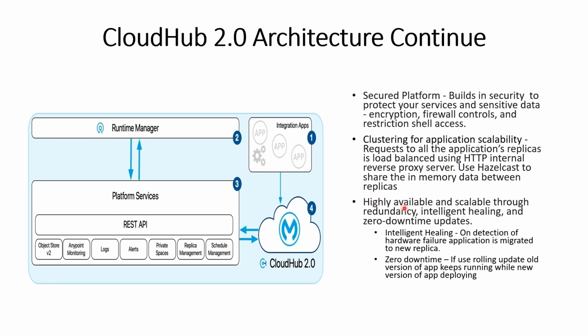CloudHub 2.0 provides high availability and scalability through redundancy, intelligent healing, and zero downtime updates. Whenever CloudHub 2.0 detects any hardware failure, it migrates the application to a new replica. CloudHub 2.0 supports zero downtime deployment with the help of rolling updates. In the rolling update deployment, the old version of the application keeps running while the new version of the application is deploying. Once the new version of the application is deployed successfully, CloudHub 2.0 switches the requests to the new version of the deployed application.